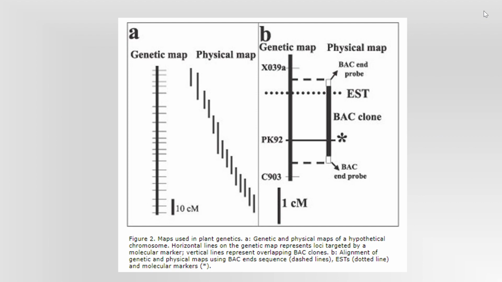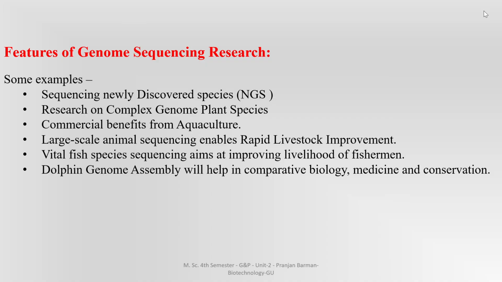You can see here two diagrams. First, the comparison between a genetic map and a physical map. A genetic map has molecular landmarks, and in the case of a physical map, you have fragments of DNA, which might be BAC probes, ESTs, and many other clones. Next, the different features of genome sequencing research, what we have got by using sequencing.